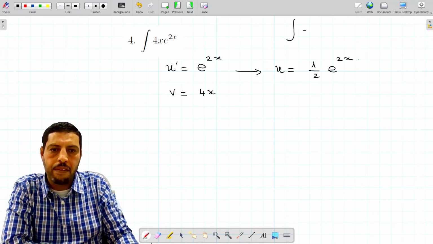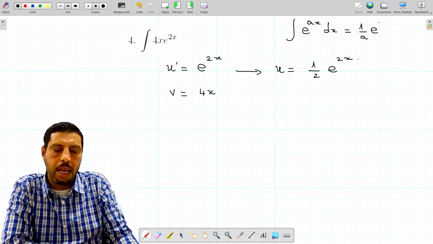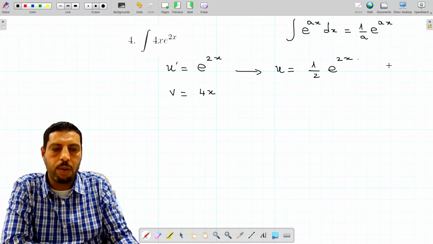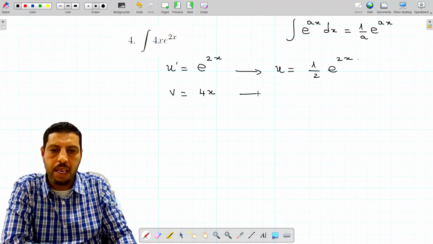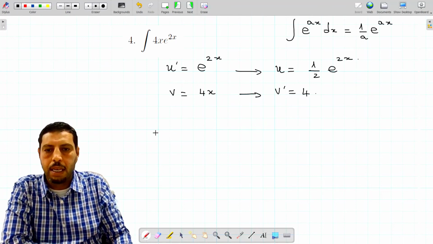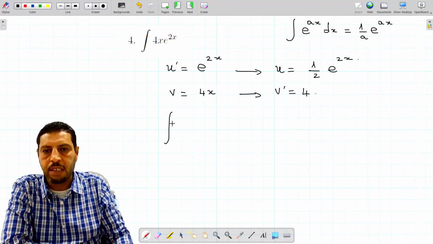Remember that the integral of exponential ax dx is 1 over a exponential ax, of course, if a is not equal to 0. So u is 1/2 exponential to x, and if v is 4x, v prime is 4. Now, we're going to use the integration by parts formula.